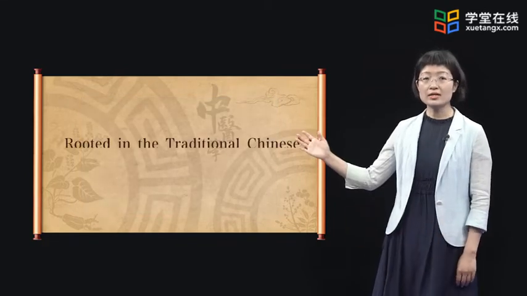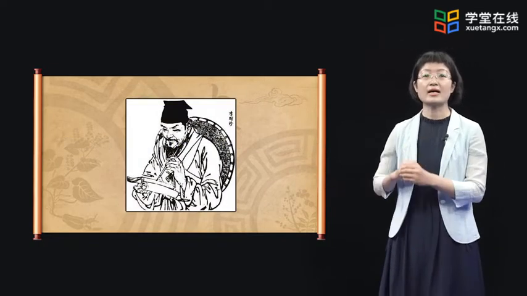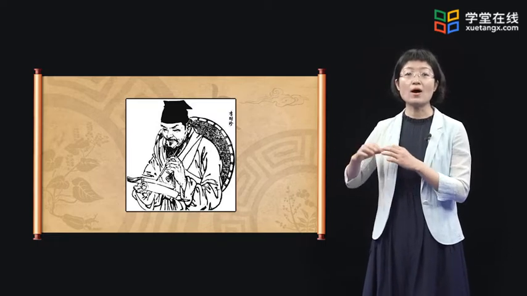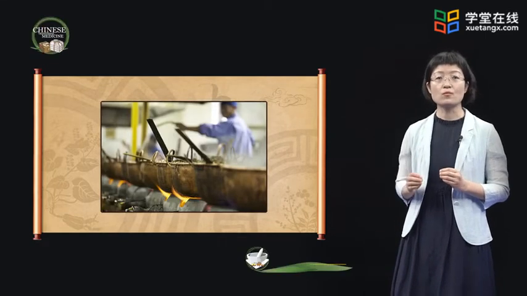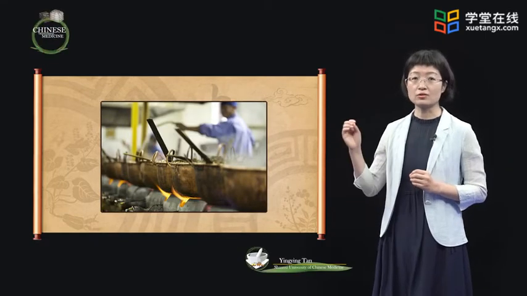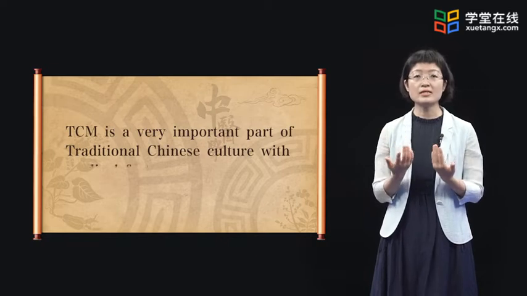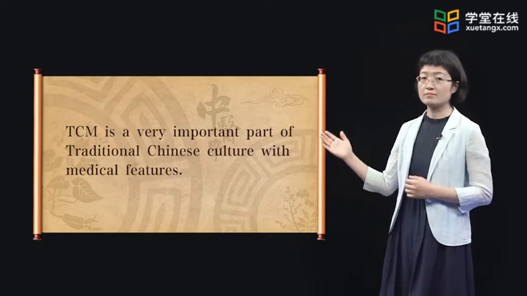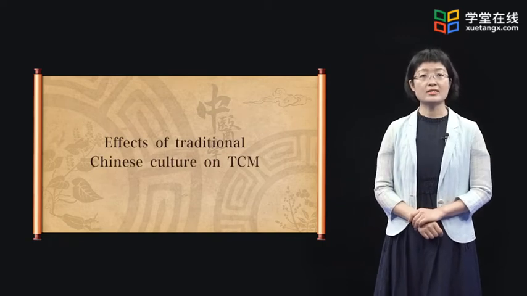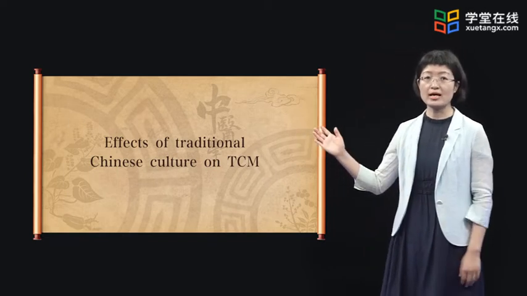TCM, like a big tree planted in the earth of traditional Chinese culture, is connected and infiltrated with all aspects of traditional Chinese culture. It has been an important part and one of the main carriers of traditional Chinese culture. Traditional Chinese culture is the soul of TCM, while TCM is a very important part of traditional Chinese culture with medical features. There are some effects of traditional Chinese culture on TCM. The effects are mainly reflected in the following three aspects.